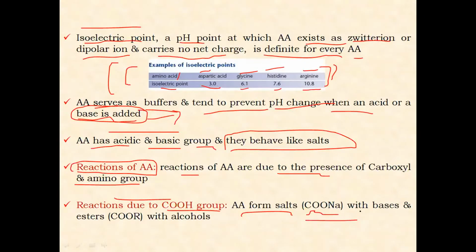You can see here with bases. So when amino acid combines with bases, it forms salt. And when it combines with alcohols, it forms ester. So amino acid forms salts and ester when combined with bases and alcohols.